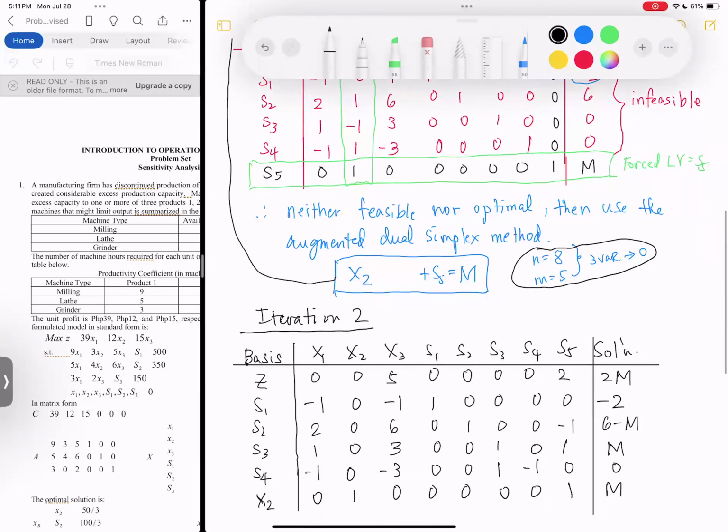Is this correct? Sir, for S4 po, I think the solution column should be negative m. For S4, you multiply this by negative 1. So this should be negative m. Okay. This one, right? Then for the S5 column, dapat -1 din, sir. S5 column. This one? S4 entry. Opo. This one, right? Yes po. Okay.